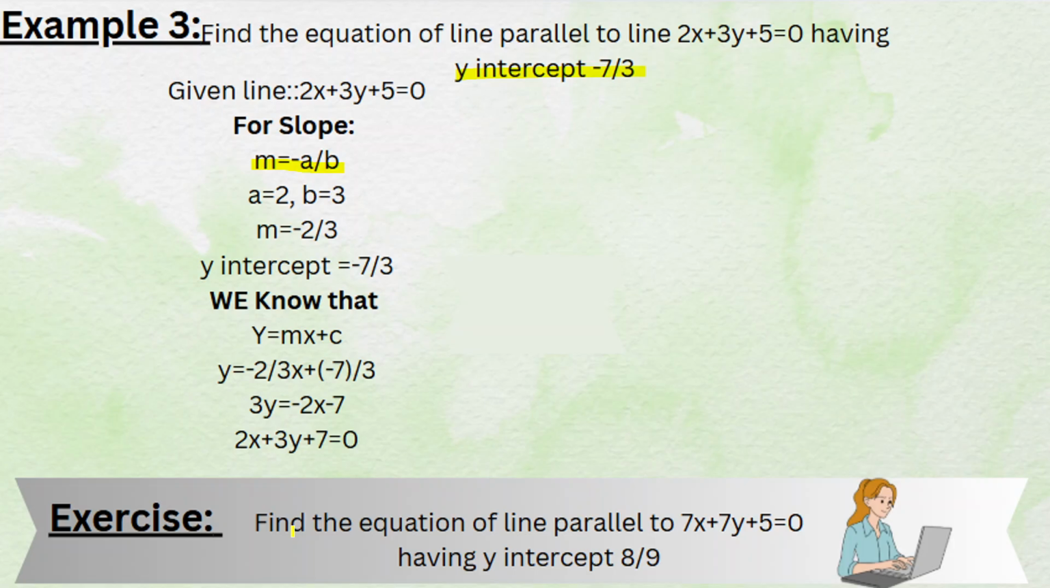Now I have given an exercise to you so that you can easily understand this concept. In this exercise, you are asked to find the equation of the line which is parallel to the given line 7x + 7y + 5 = 0, and its y-intercept is 8 over 9. Kindly solve this and answer it.